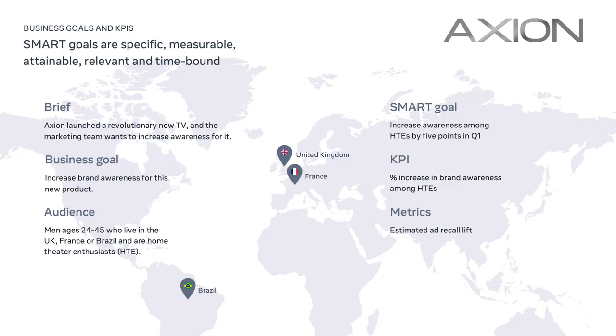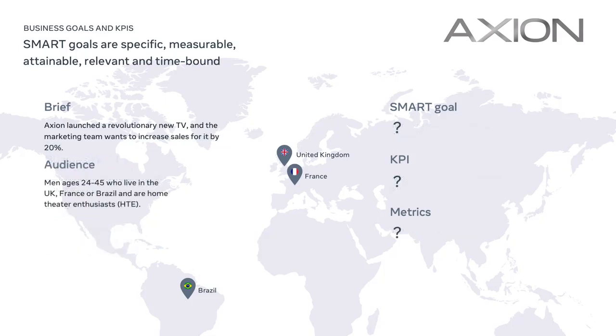So let's try another business goal. Assume that Axion's team wants to see a 20% increase in sales by the end of Q2. How would you turn this business goal of increasing their TV sales into a SMART business goal? And what are the KPIs for the goal, and what metrics should we use to measure that KPI? Let's take a look at what would be the correct approach to this.